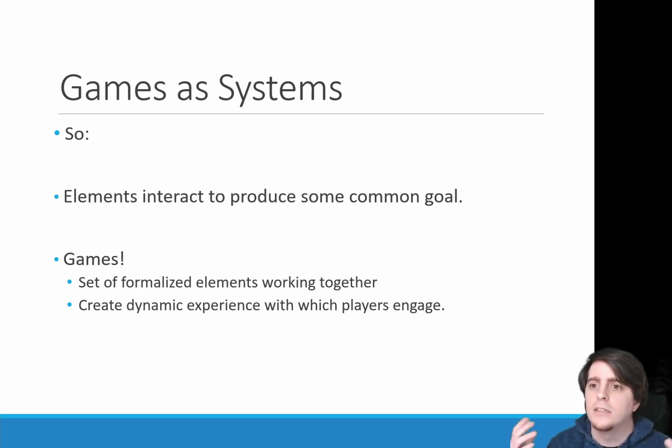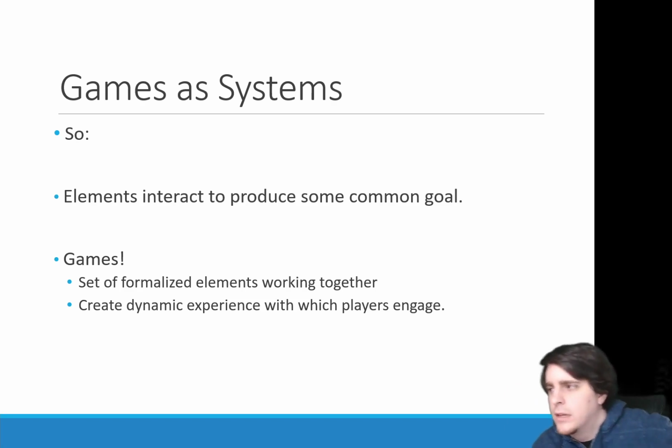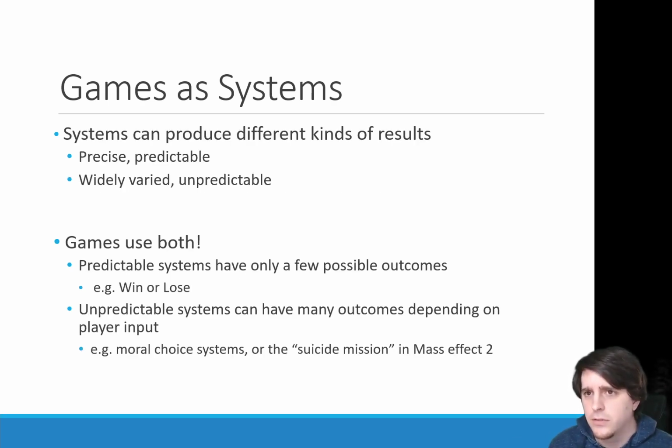Games are a set of formalized elements that work together and create a dynamic experience for players to engage with. And so we see that games themselves are systems. And in fact, there are systems of a bunch of other smaller systems that work together within that larger system of a game to produce results that feed into that system of the game itself. And so really, games are just systems all the way down. So that's really why we care and why we need to understand how to interact with and design these sorts of things.